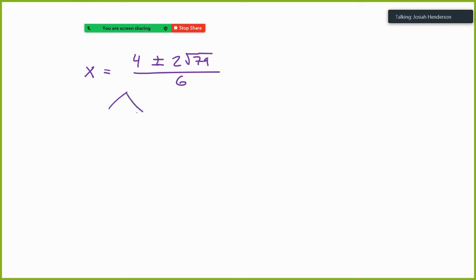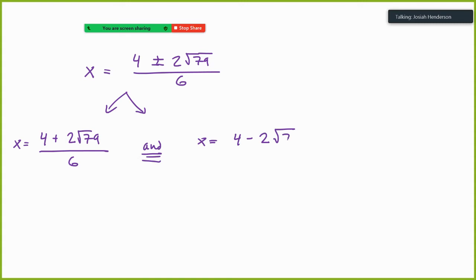So this weird symbol, I'm going to branch that off into its actual two meanings. So we have x is 4 plus 2 root 79 over 6, and x is 4 minus 2 root 79 over 6. There's the two solutions. Now, check this out, because 4 and 2 are being divided by 6, we're going to clean this fraction up a little bit, and then we'll finally be done.